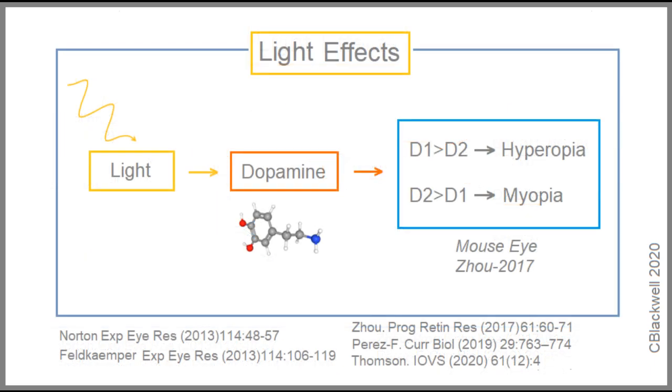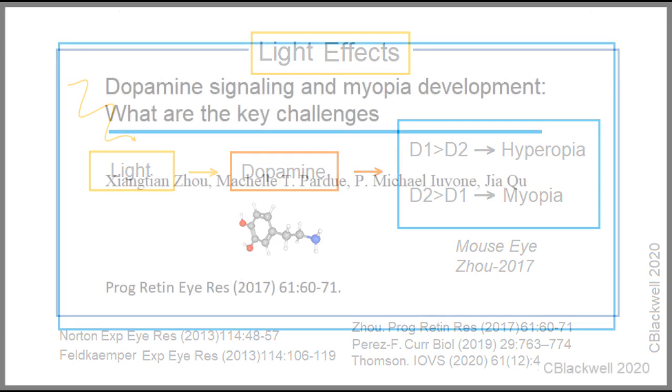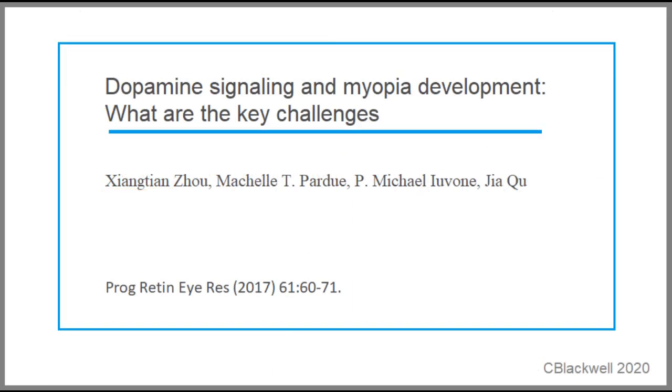One current theory is that which receptor dominates is in control of the direction of growth. The direction, however, may vary between species. Thomson showed us in chicks, but other investigators using mice find the opposite result. If you want to read further about dopamine, this is a good recent review.